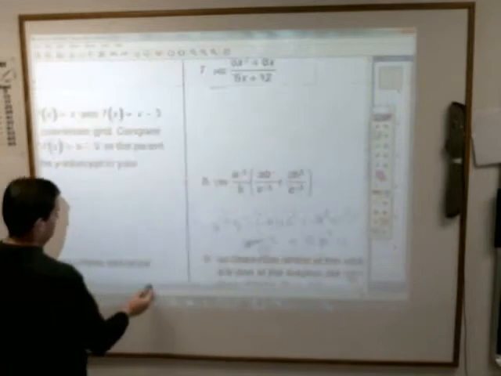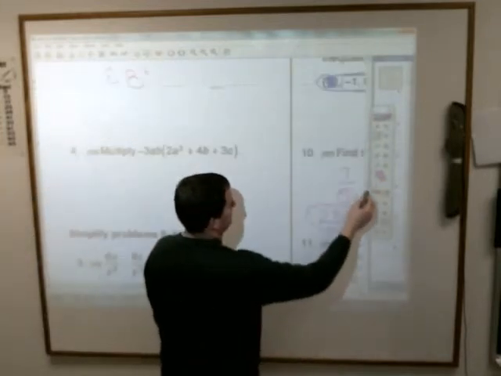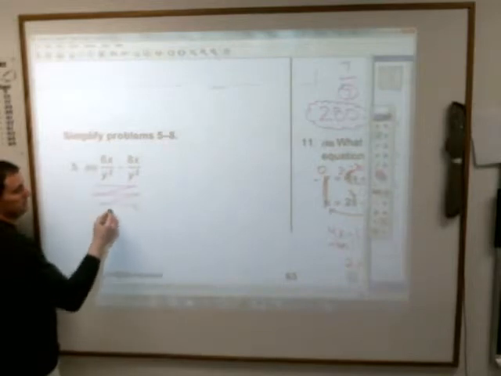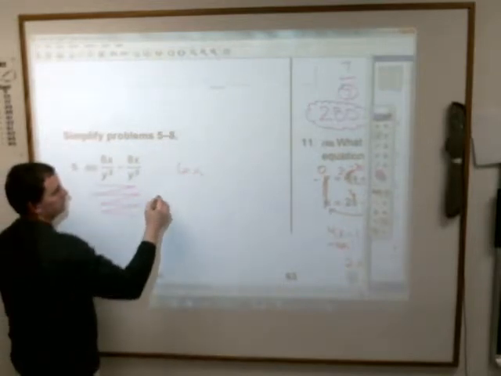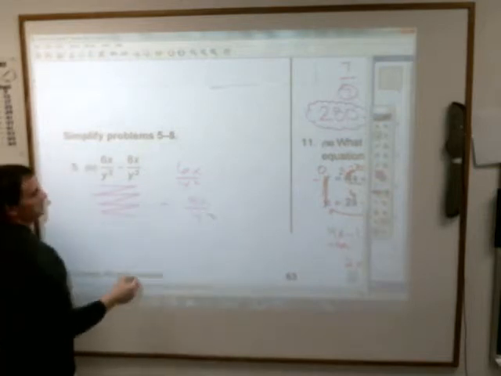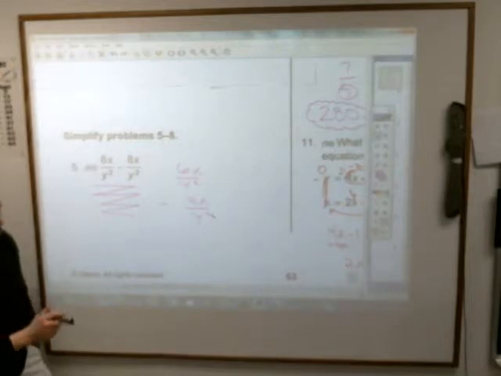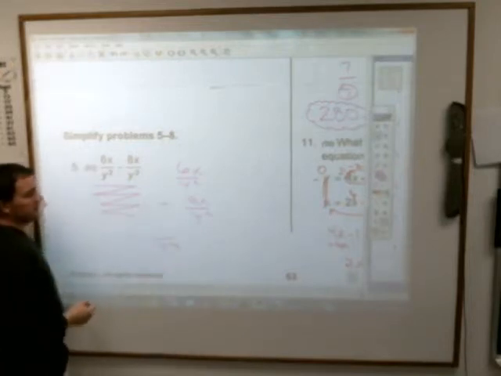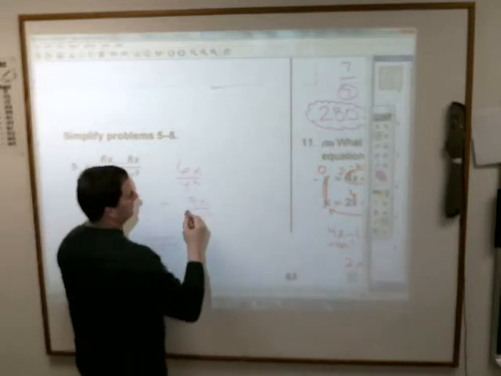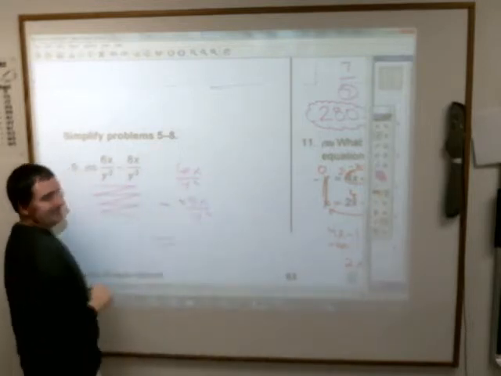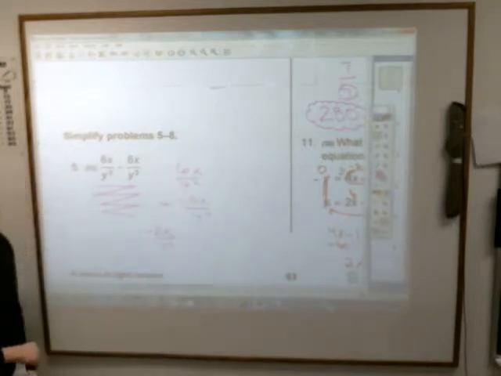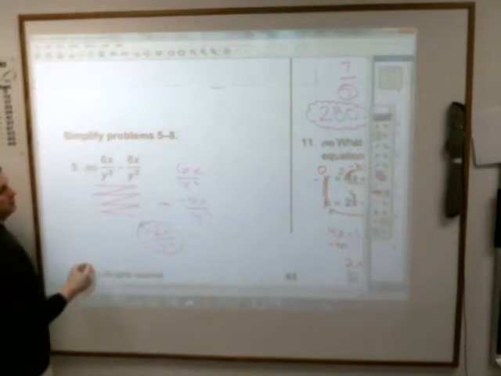Sure, I've done problem 5. Where is it? Down here? Yeah, good. Just like any other fraction, what do I do first? I need to change the common denominators, right? No. They already are. So I know my bottom's going to be y squared. And I think I've said this before. Please, when you start doing this harder math, think of this minus sign just as being right next to that letter over there. So it's really putting 6x and a negative 8x together, which gives you a minus 2x. And that is the whole problem solution.